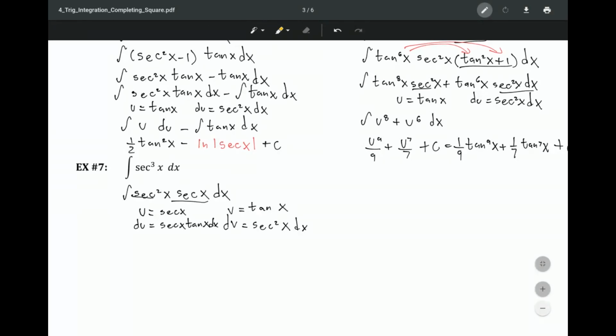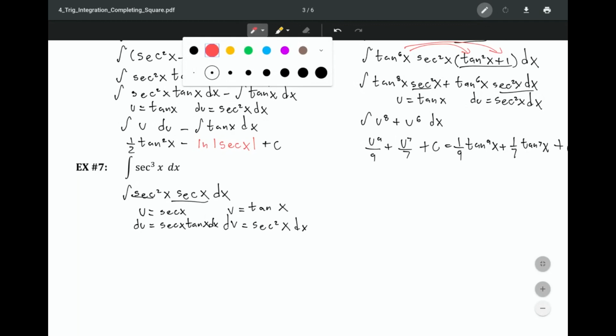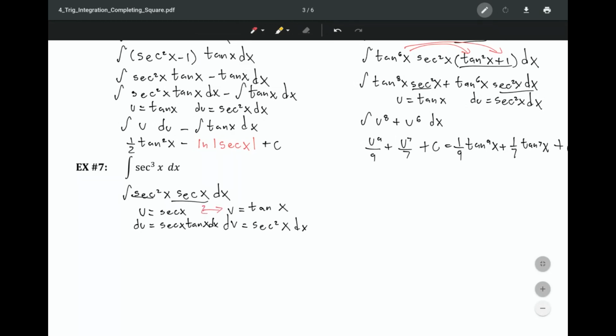Now, according to the formula, just to remind you, it's going to be u times v. So I'm going to join those two together. So I have secant x tangent x minus the integral of those two right there. So I have secant squared x tangent squared x, right? Because tangent x times secant tangent is secant tangent squared.